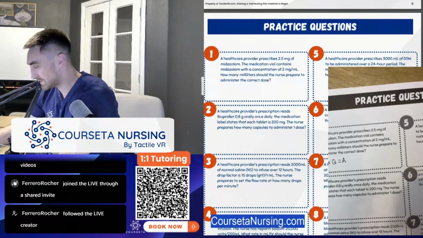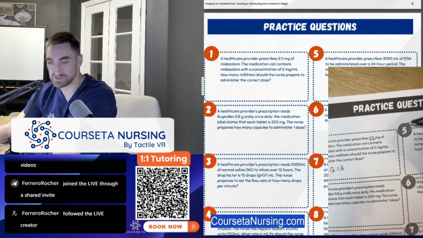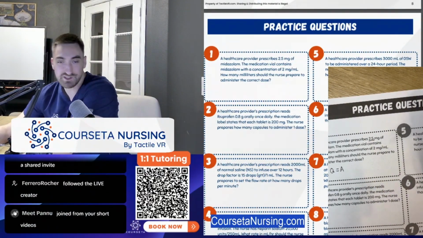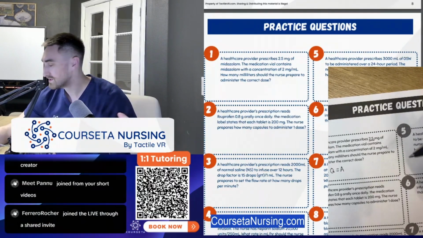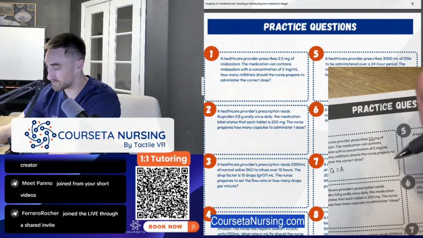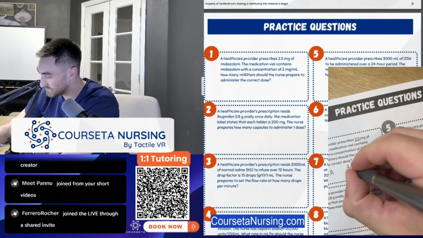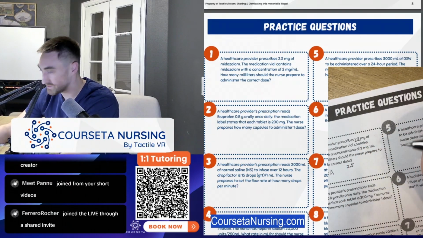So, okay, the healthcare provider prescribes 2.5 milligrams. So the first question is always asking, okay, what does the physician want? I just want to know what the physician wants, right? So what does the physician want? Well, they want 2.5 milligrams. All right, so desired is 2.5. So we put that there.